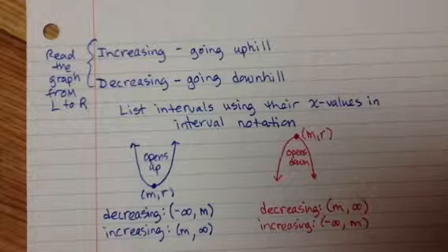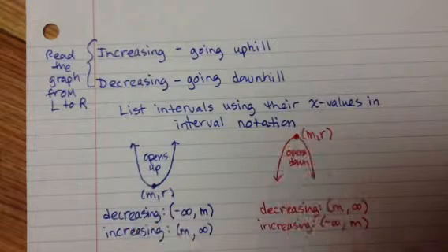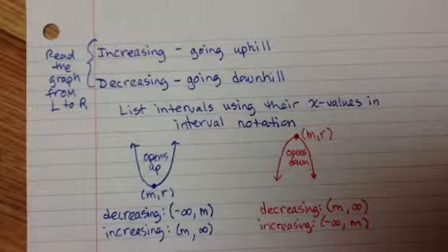We always use open circles on infinities, and we also use open circles when we talk about increasing and decreasing, because right here at that turnaround spot, it's not increasing or decreasing, it's just turning around.